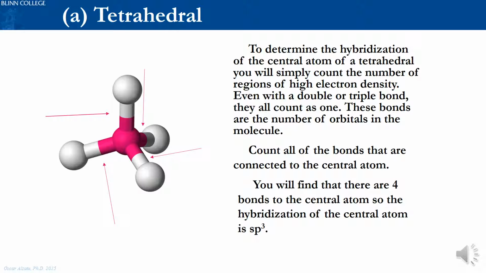You will find that there are 4 bonds to the central atom, so the hybridization of the central atom is sp3. The s orbital only has 1 orbital, the p orbital has 3, so when you add them all together you get 4, which is the number of bonds that we have.